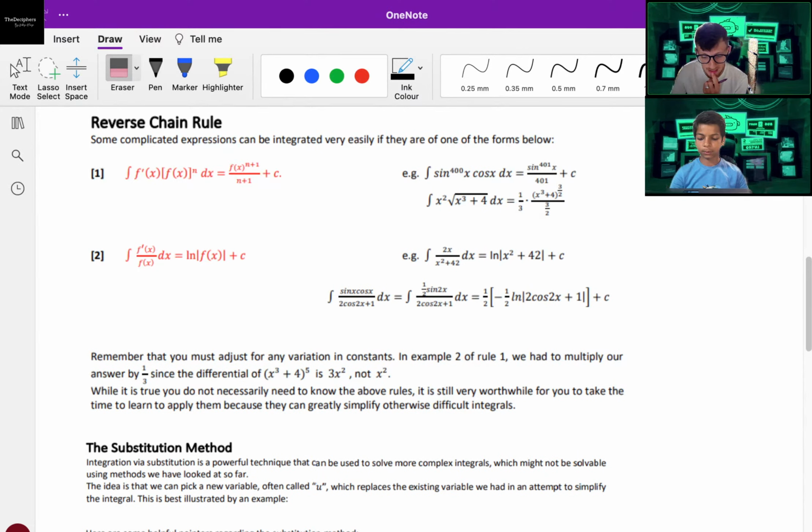And while it's true you don't necessarily need to know the above rules, they make some integrations a lot easier than if you have to apply other rules to them. So they're good to use, and we'll use them in this session. Okay, just scroll down a little bit and we'll talk about the substitution method.